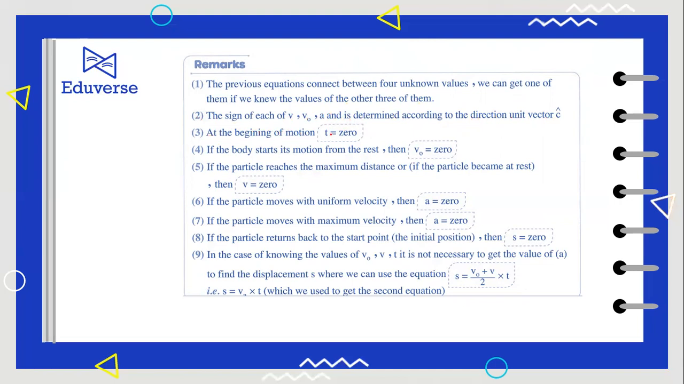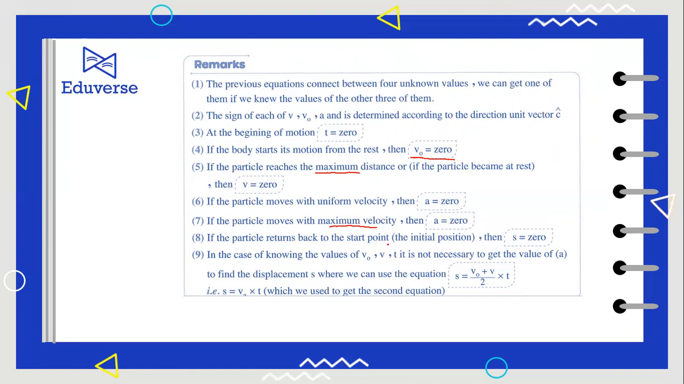At the beginning of motion, time must be equal to 0. That's logic. If the body starts its motion from rest, as in the example, then V naught equals 0. If the particle reaches the point of maximum height, at this point the velocity will be 0. At maximum distance or maximum height, the velocity must be equal to 0. If a particle moves with uniform velocity, then there is no acceleration. Also at maximum velocity, not maximum height, the acceleration equals 0.